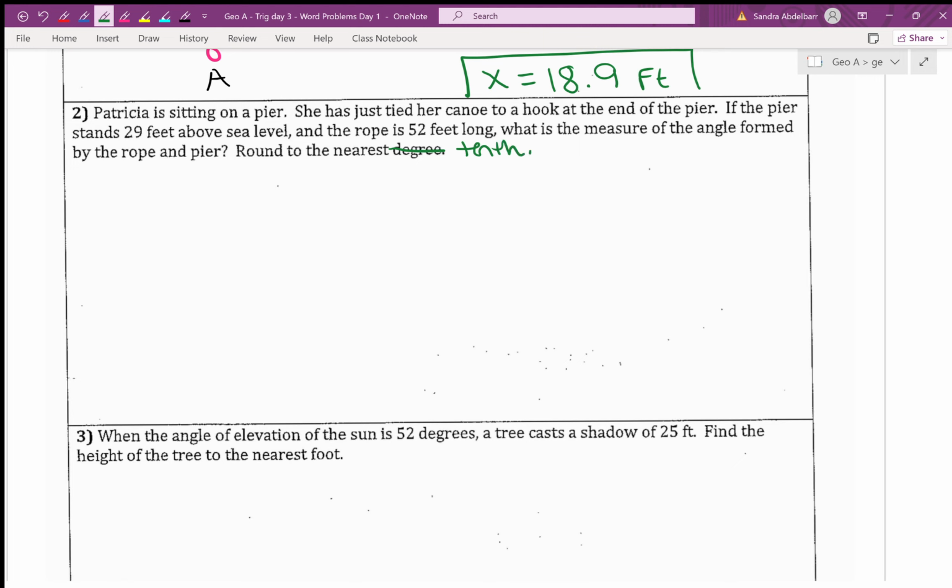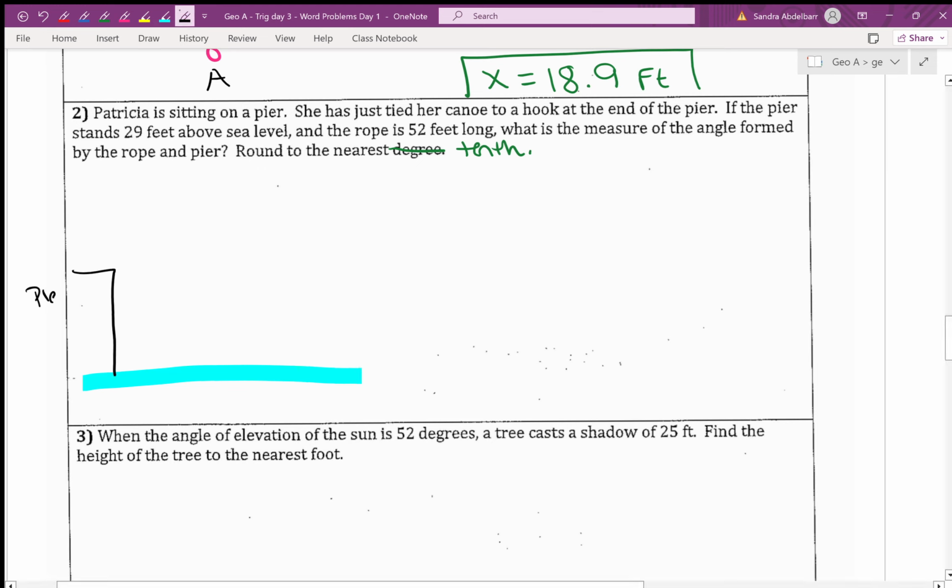All right, let's get our diagram going. Patricia's sitting on a pier. I don't care about that. She just tied her canoe to a hook at the end of the pier. I do care about that. So what do I have right now? I have my water. I have my pier. There's my pier. And now I have a canoe tied, there's my canoe, to the end of the pier. Do we all agree with this diagram so far?